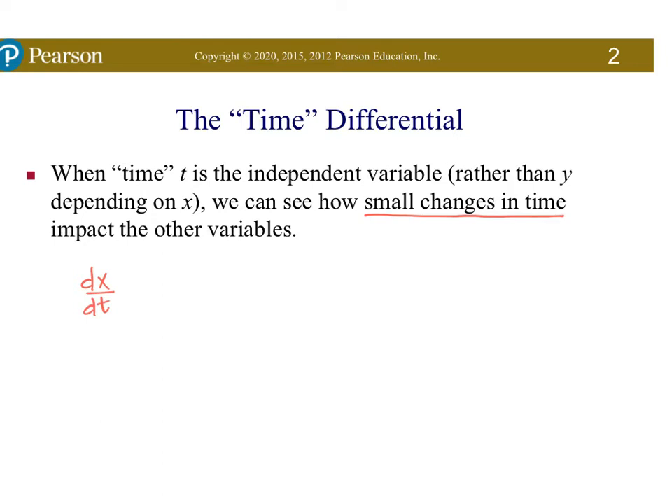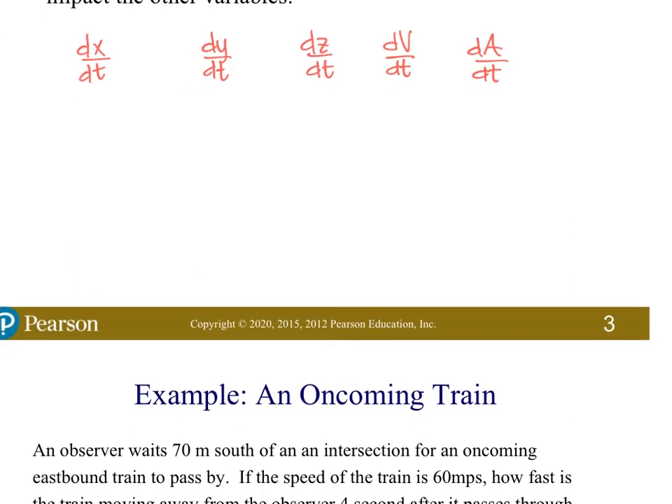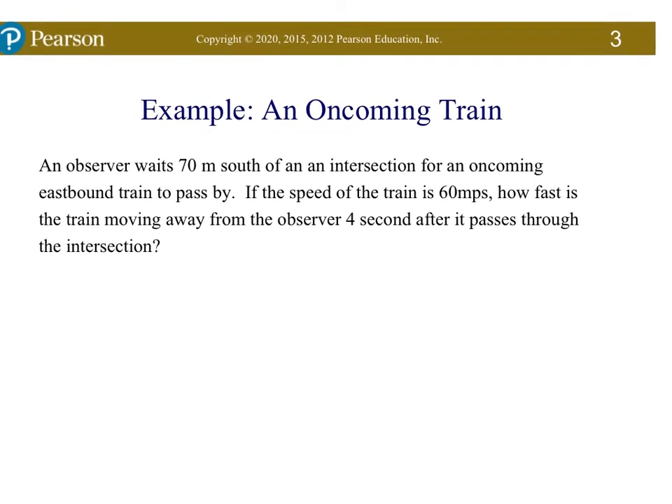So dx dt, how does x change as time changes? Does x increase? Does x decrease? Does x stay constant? dy dt, how does the variable y change if we change the time of the situation? So we can apply that to any single variable. How does the volume change as time changes? How does the area change as time changes? So we're just going to look at four different situations just to get our bearings and remember how this process goes.